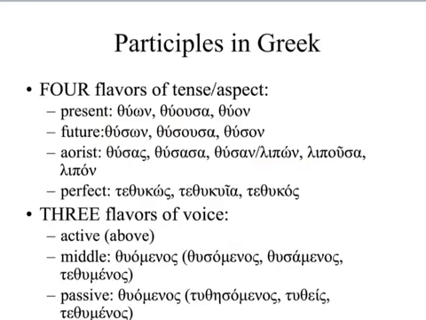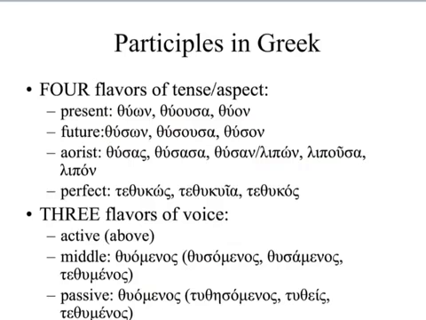Greek has, of course, 3 voices, and there are participles for all 3. I gave you, as I said, the active forms, but we have also a full set of middle participles. So in the present, thuomenos; in the future, thusomenos; in the aorist, thusamenos; in the perfect, tethumenos; and then passive, which are sometimes the same as the middle and sometimes distinct.